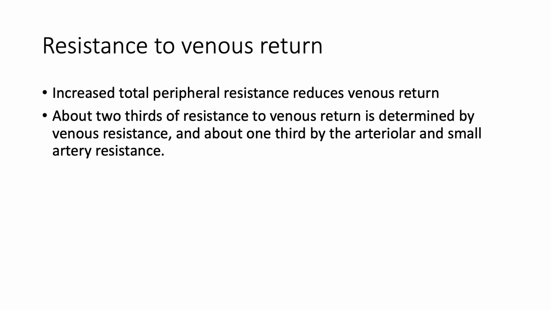Now, the last variable that affects venous return is resistance. So if you increase total peripheral resistance, you're going to reduce venous return. And about 2/3 of resistance to venous return is determined by the resistance in the veins, and about 1/3 is affected by arteriolar and small artery resistance.